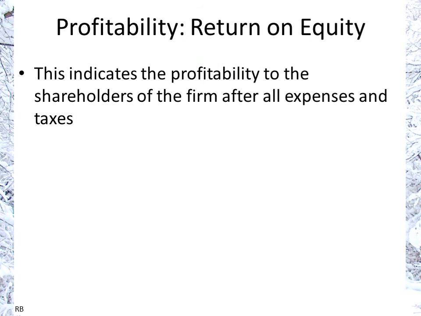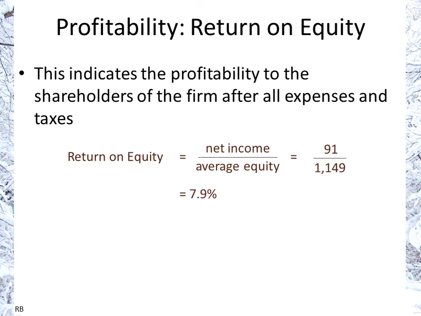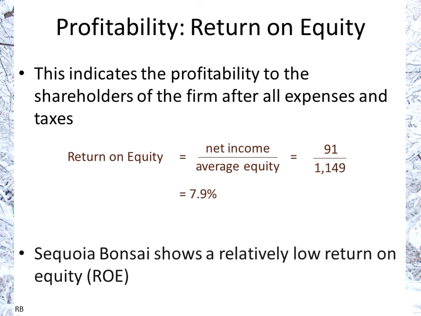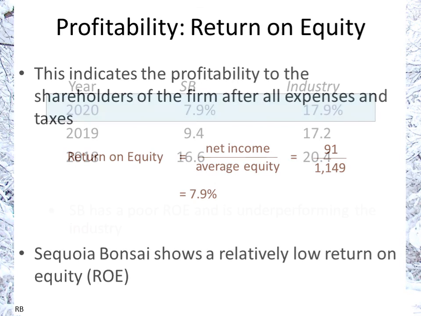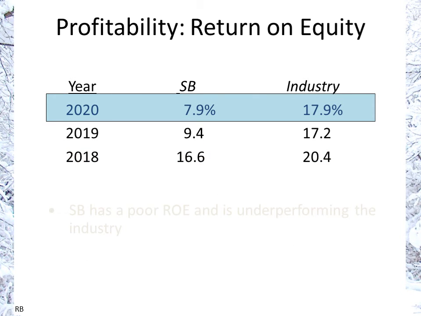But now when we compare, first of all, the trend from 2018, and you look at the industry as well, you see where things are going in the opposite direction, and in a worrisome direction for Sequoia Bonsai. So Sequoia Bonsai has a poor and a falling return on sales. And here we see it confirmed with the industry average and the trend analysis.